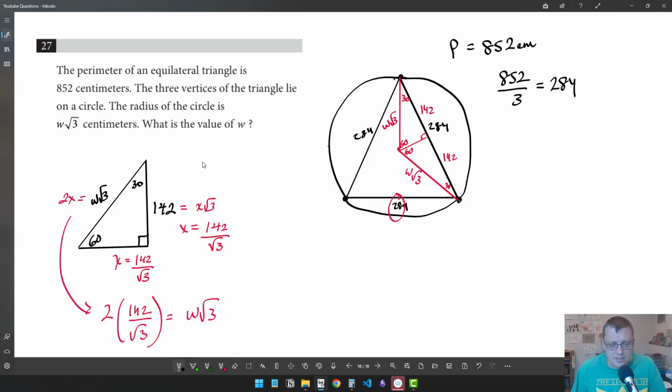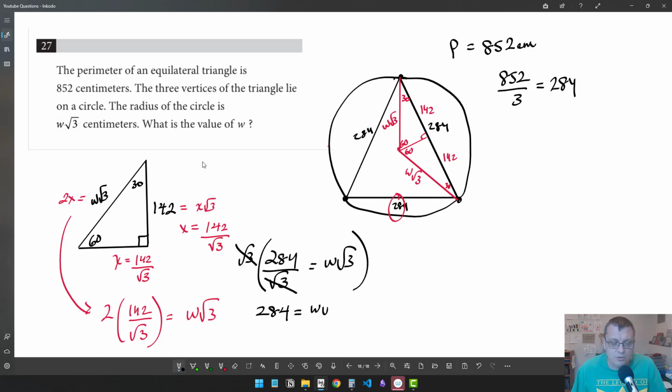Let us clean this up a little bit. So this is going to be 284 over radical 3 is equal to w radical 3. And then what I'll do is I'll multiply both sides by radical 3, so I can get rid of the radical 3 here. And I get 284 is equal to w radical 3 times radical 3. Radical 3 times radical 3 is just 3. So I get 3w is equal to 284. And so w is equal to 284 over 3.